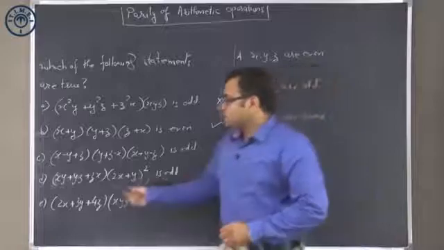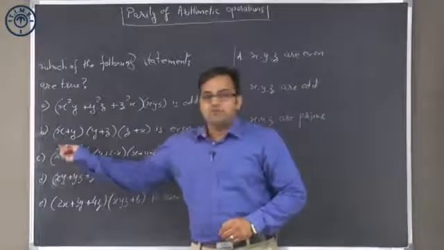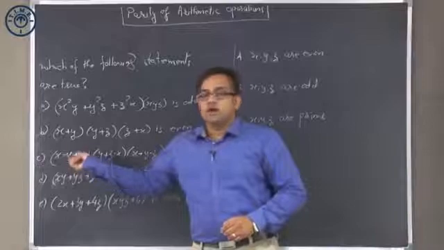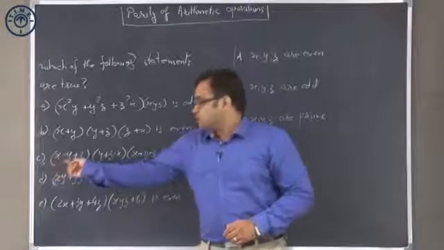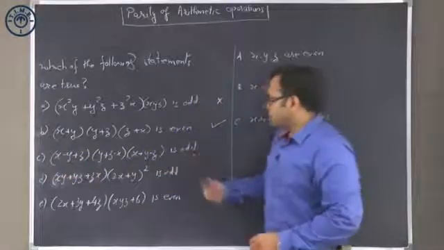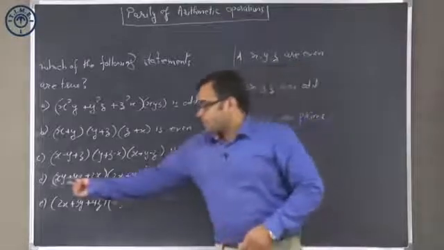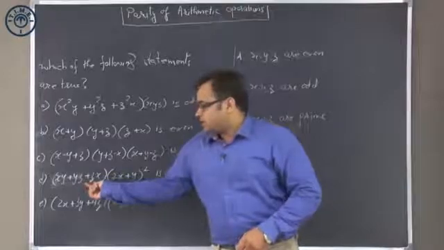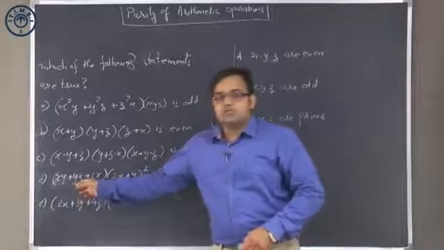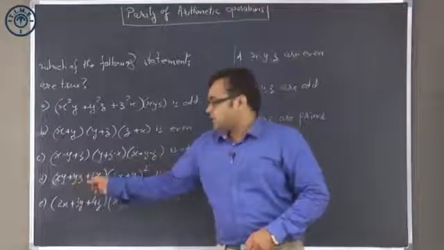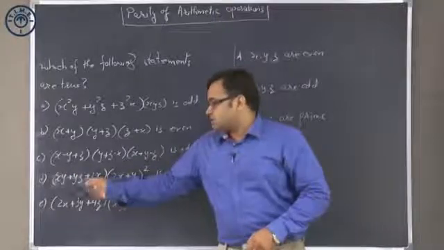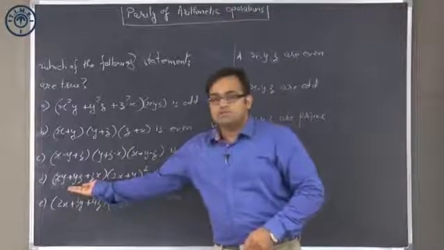The third one, X plus Y plus Z, if one of them is even, 2 of them are odd, odd plus even will be even. So even, even, this will be even. So this statement becomes false. Fourth one, xy plus yz plus zx, two of these 3 terms will be even, the third one will be odd. So even plus odd is odd. So overall this quantity becomes odd.